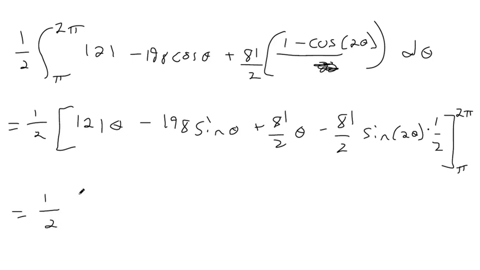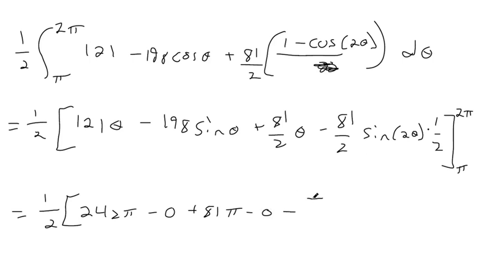So that's 1/2 times 121, so that's 242 pi, minus 198 times sine of 2 pi, and sine of 2 pi is 0. So that's nice. We don't have to worry about complicated numbers. 2 pi times this gives us 81 pi. And then 2 pi times 2 is 4 pi. Sine of 4 pi is still 0.